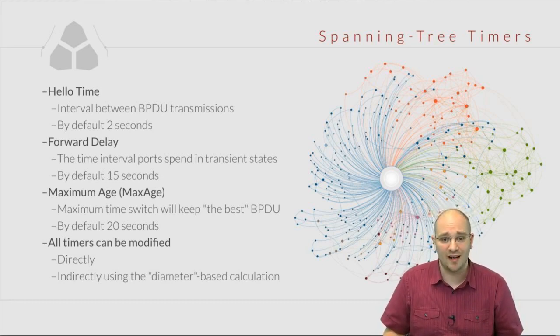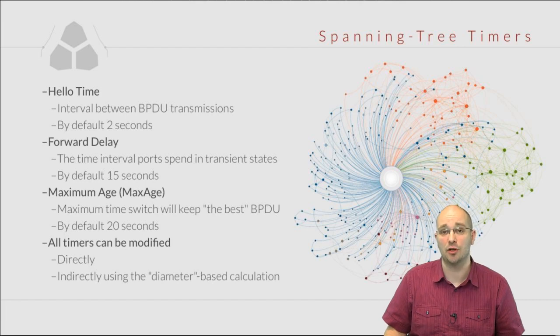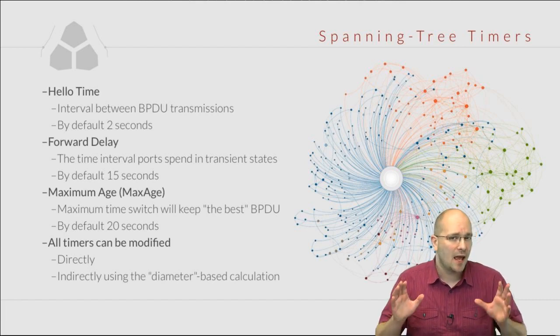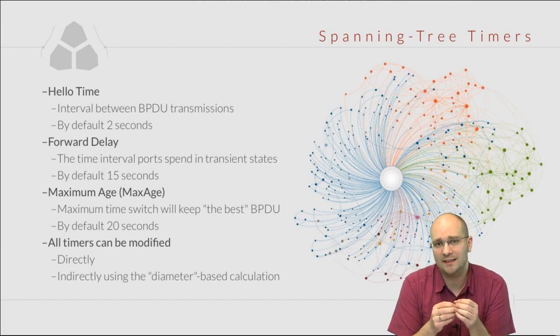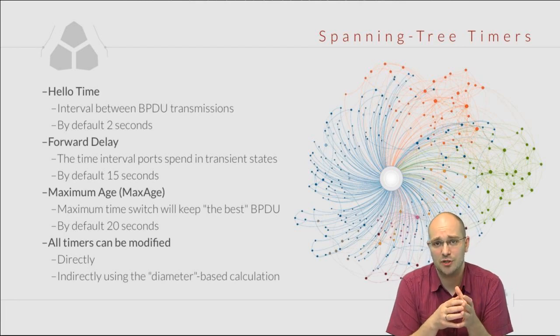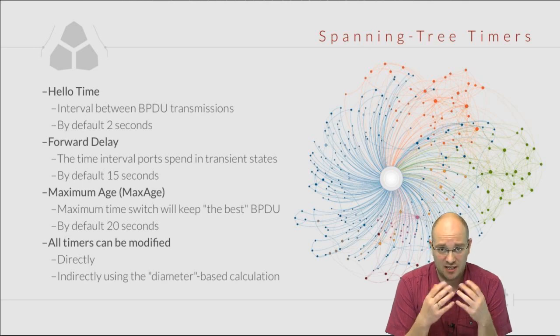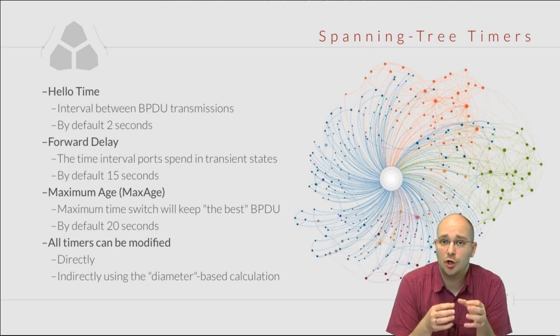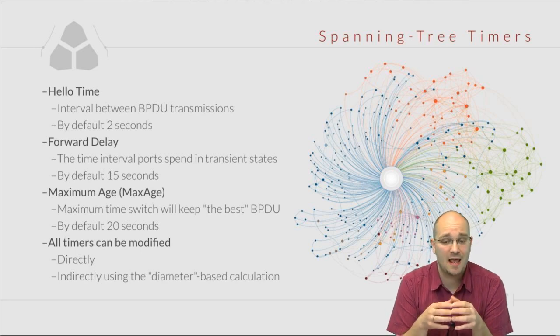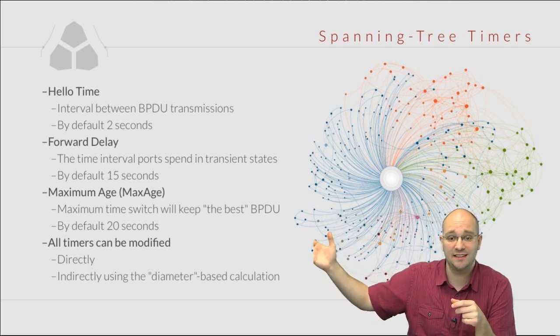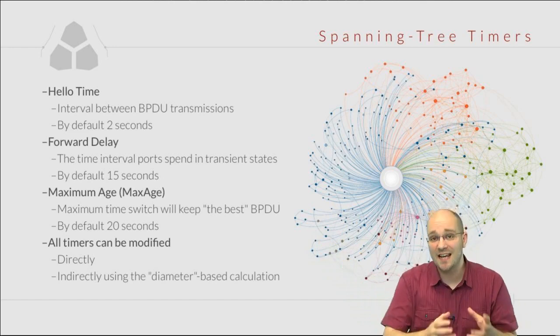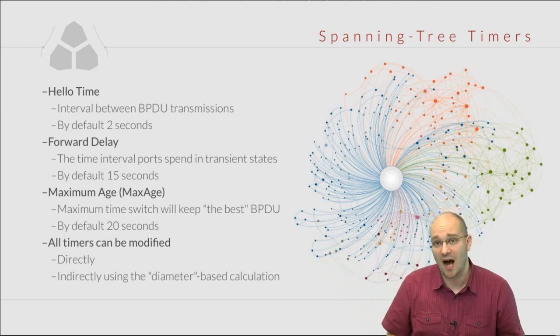They can be modified directly or indirectly using the diameter-based calculation. The diameter-based calculation is an indirect calculation of the timers based on the size of our network and certain assumptions set forward by IEEE in the 802.1d document, which vendors, like Cisco for example, can use to determine the default values of the timers. Incidentally, the timer values that Cisco is using are the same as recommended by IEEE.